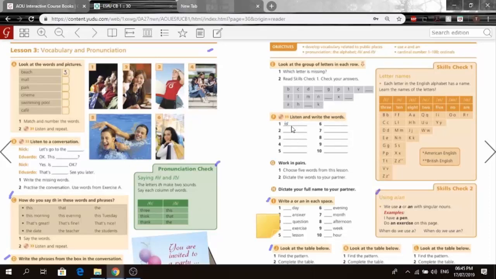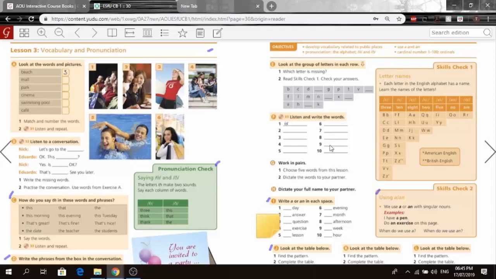Okay, so now let's do them again. So here number 2 is it, I-T, simple. 3 is in, I-N. 4 is that, so T-H-A-T. 5 is this, T-H-I-S. 6 is date, so D-A-T-E. E is silent, obviously. 7, 3, T-H-R-E-E.